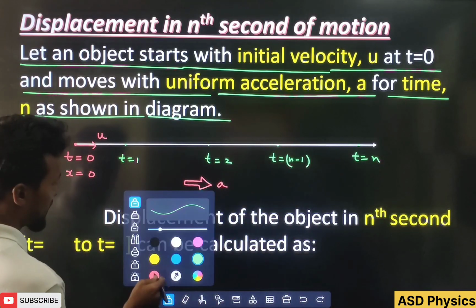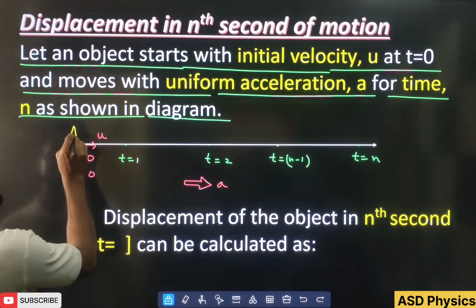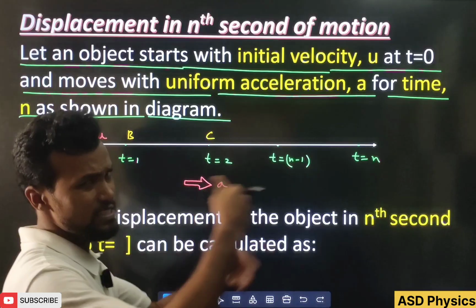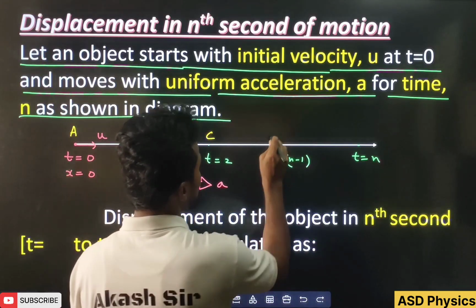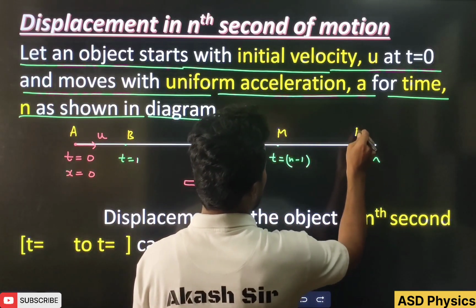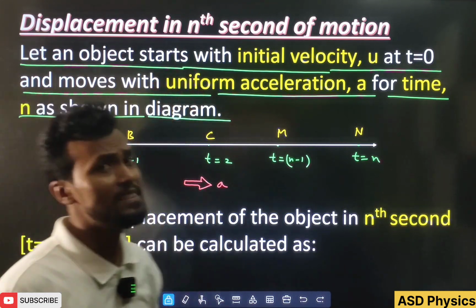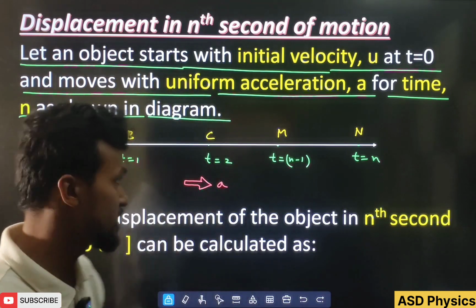And let me write some alphabets here for better understanding: A, B, C. Now you can use D, E, F, G, any number of things. So A, B, C, and here I have taken M and N. Okay. So here we have to understand the meaning of the nth second of motion. So let's understand the basics.